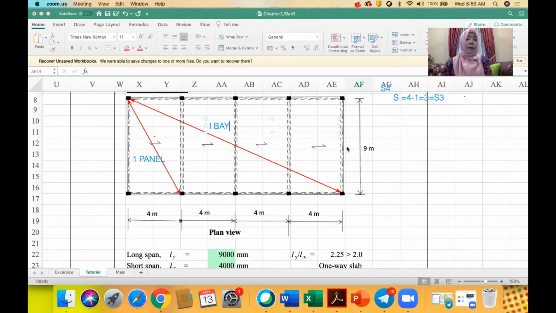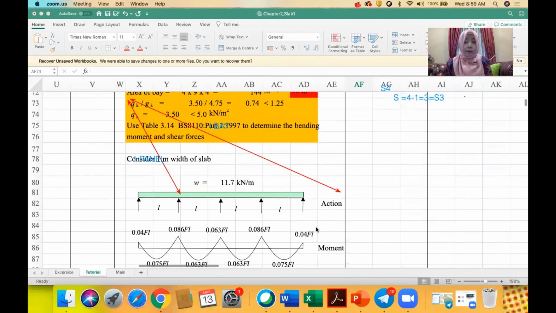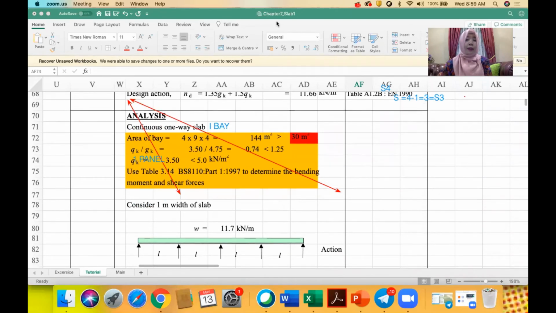So 9 times 4 is 36, and 36 times 4 gives 144. So one bay is equal to 144 here. Therefore, one bay area is greater than 30 meter square.